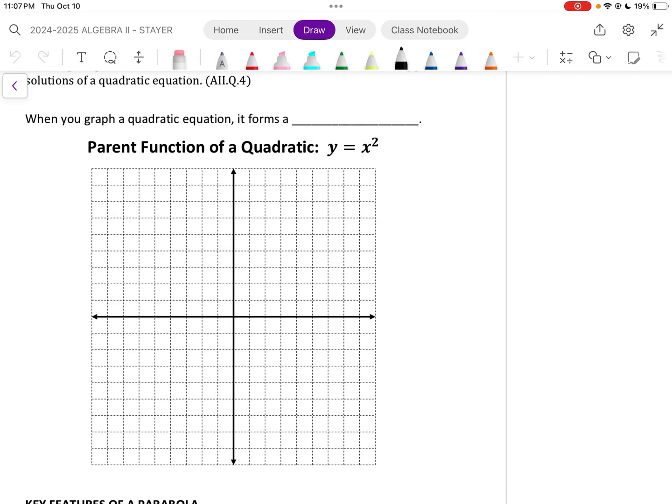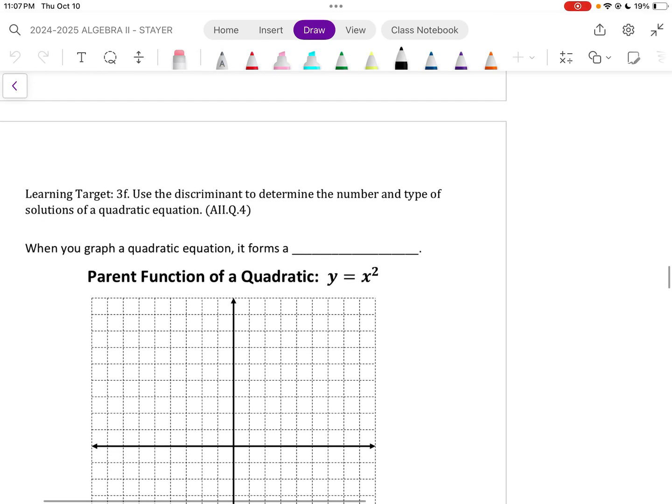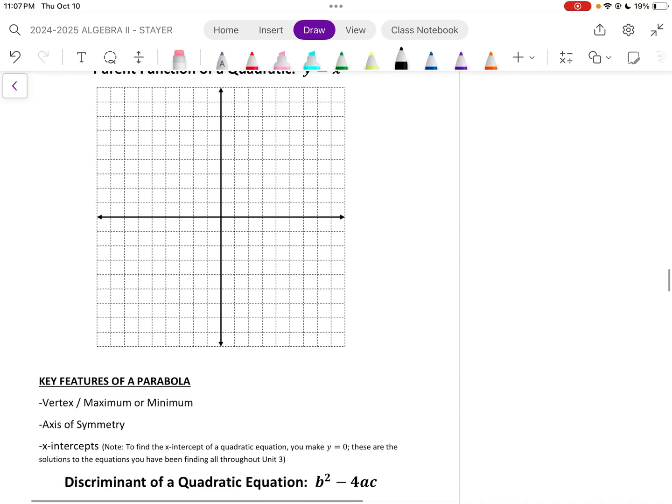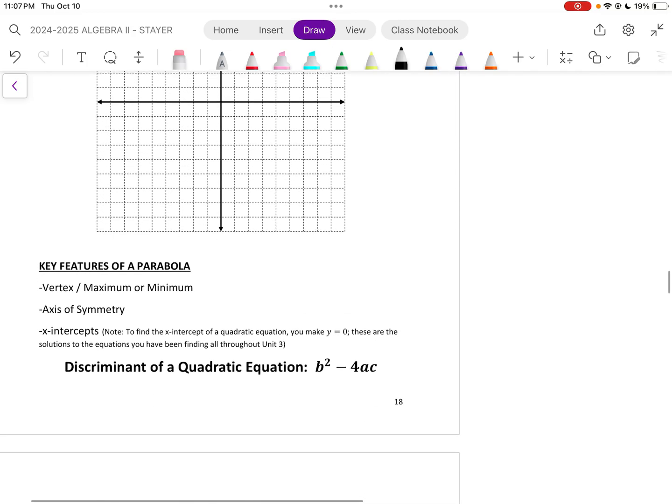All right, students, obviously I'm not here today, but wanted to go through this, learning target 3F. We'll come back to 3E after fall break, but this is just a very quick one. And really all we're going to be doing here, as I scroll down on page 18 in the notes packet, is using this b squared minus 4ac. You might remember this formula from previous years, and we're going to go back and talk about this. But here's in short how we're still tying this together.